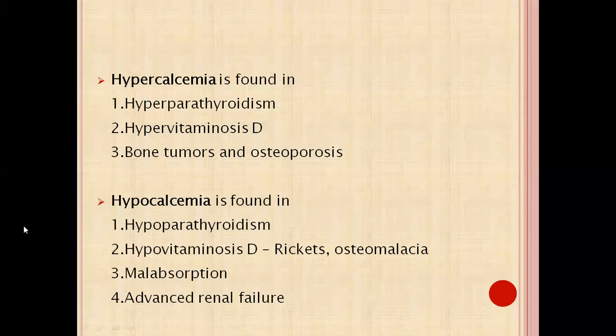So causes of hypocalcemia are hypoparathyroidism, hypovitaminosis D, that is rickets in children, and in adults it is called osteomalacia, where there is a vitamin D deficiency. Third one is malabsorption. It is the obvious reason for hypocalcemia. And fourth one is advanced renal failure, where the kidney cannot reabsorb the calcium and calcium is wasted in the urine. So these are the few important causes of hypercalcemia and hypocalcemia.